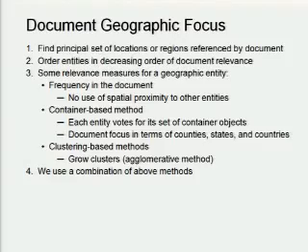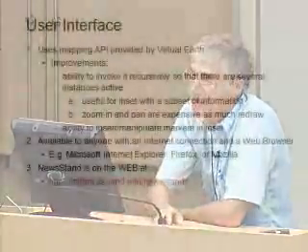We talked about geographic focus. We look at frequency in the document, but not necessarily spatial proximity to other entities. Container-based method: every entity votes for a set of container objects. If they're all there, it gives greater evidence. We also use clustering-based methods like agglomerative methods. And we really use a combination of all of these.